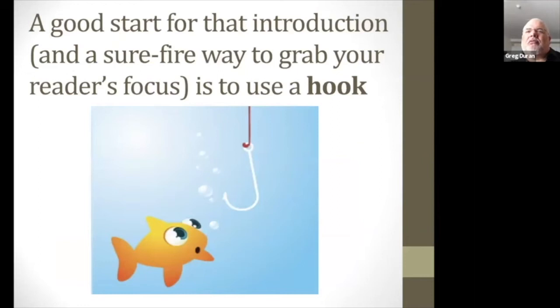So let's talk about the concept of a hook. This is a way to grab your reader's focus from the very beginning. We call it a hook because really it's about hooking the attention of somebody passing by. Sometimes it's called a come on, or a promotion of some kind. I mean, if we want to use the most crass marketing terms that we can come up with, we can. But for our purposes, we simply call it a hook.